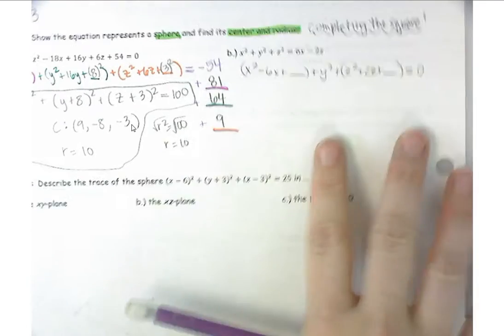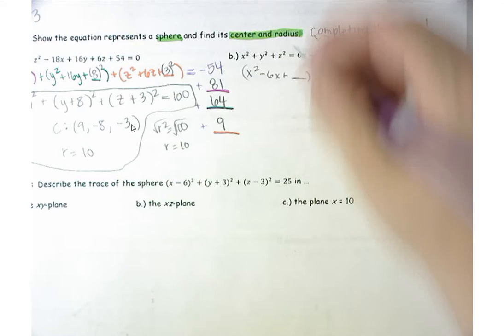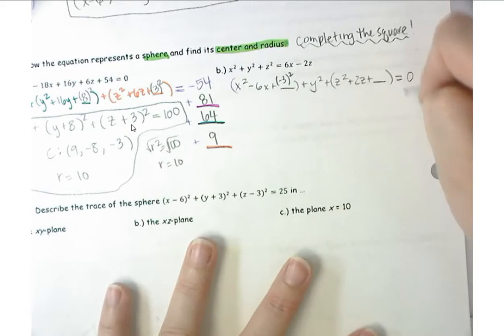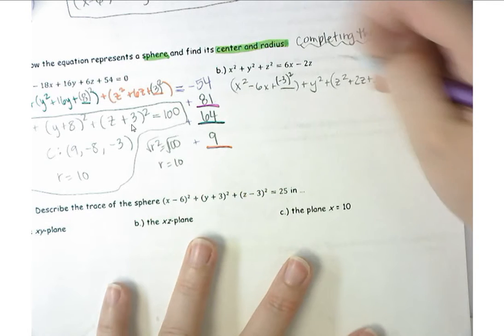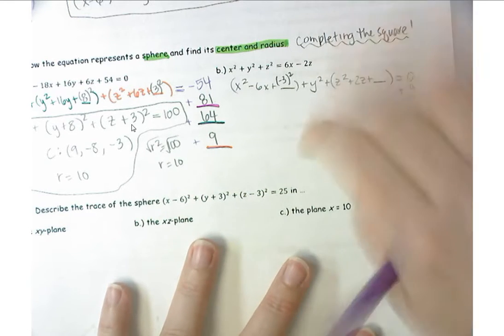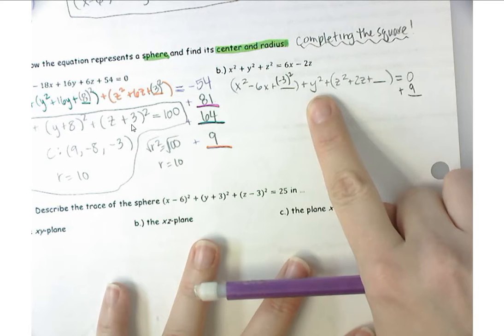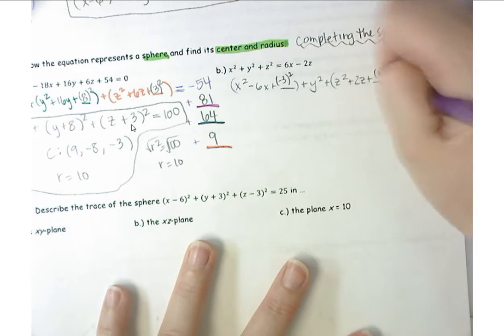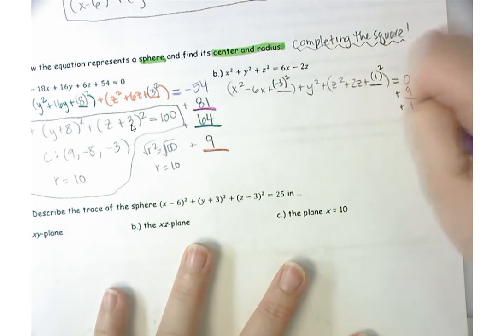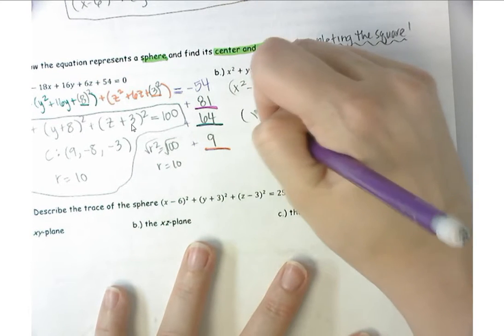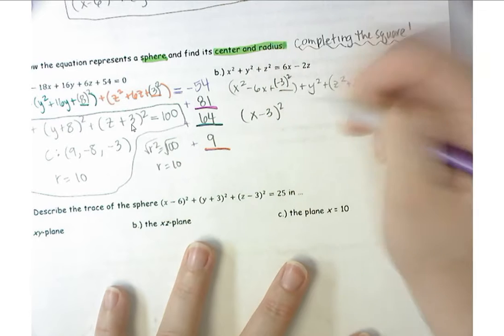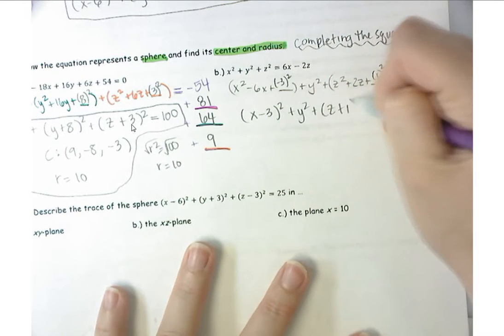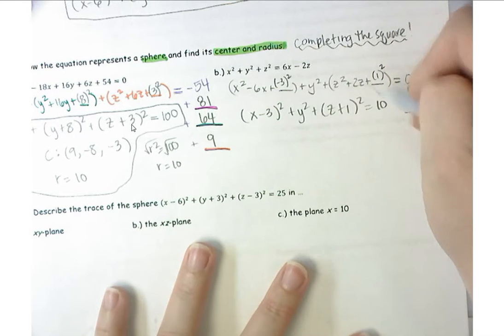Let's see how we did. So, once you reorganize, you're subtracting the 6 over, which is going to give you negative 3 squared, so you're going to be adding 9. The y squared, because there is no b term, you aren't going to be adding anything, so you can just keep it as your y squared. And then half of 2 is 1. 1 squared is going to be 1 here. Okay, so then when you factor, you'll have (x minus 3) squared plus y squared plus (z plus 1) squared, and that's going to equal 10.